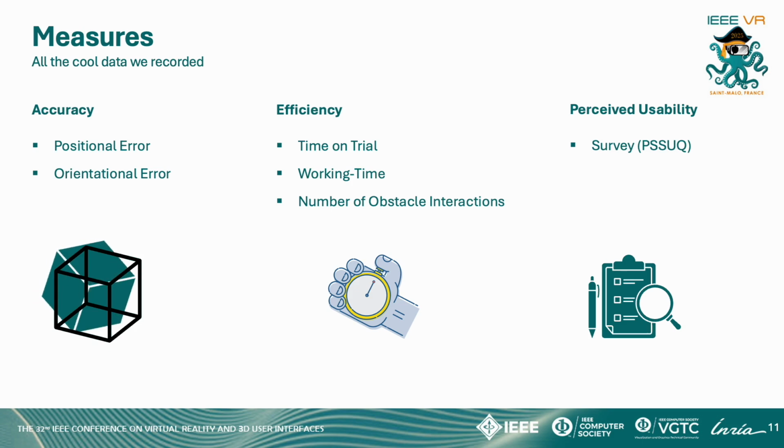Objective data on user performance on the task was logged. Both accuracy and efficiency were measured for each trial. Accuracy was measured using positional error and orientational error, which measured how off the users were in placing the dice from its designated outline mesh. Efficiency was measured using time on trial and working time. The former measured the time taken by the participant to complete a trial, and the latter measured the time they interacted with the target dice. Number of obstacles that the users interacted with while completing the trial was also measured.